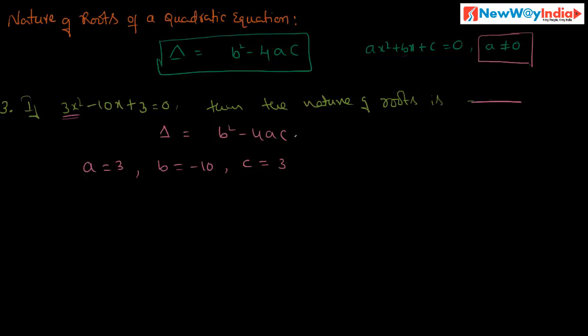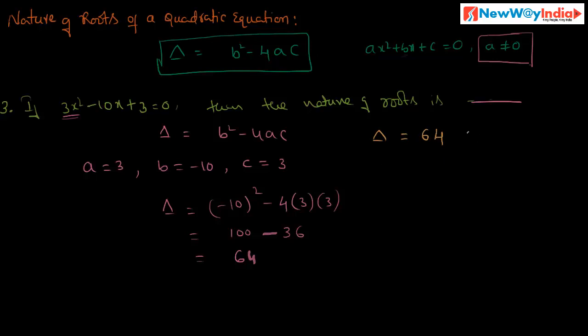Substitute these values in the discriminant formula, that is delta is equal to b square minus 4ac. What is b square? Minus 10 whole square, minus 4 into a value 3 and c value 3. Minus 10 whole square, minus 10 into minus 10, that is 100. Minus 4 into 3 is 12, and 12 into 3 is 36. So 100 minus 36 is equal to 64. Therefore the discriminant delta is equal to 64.